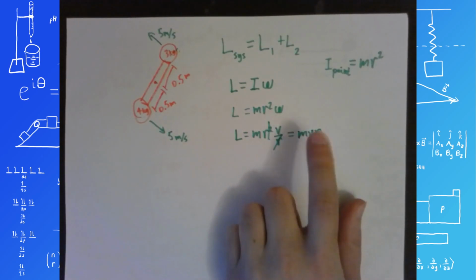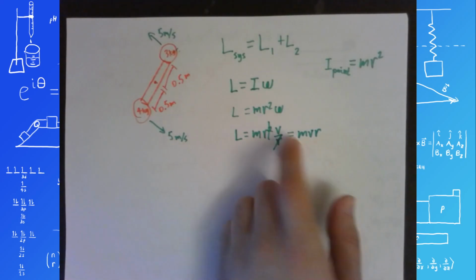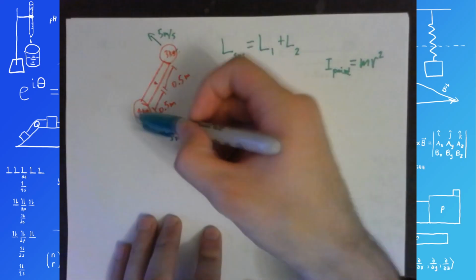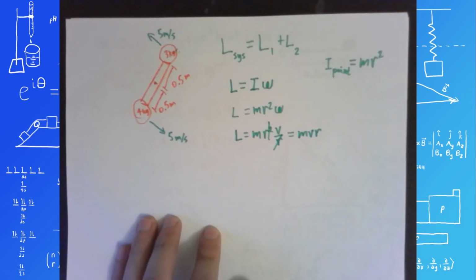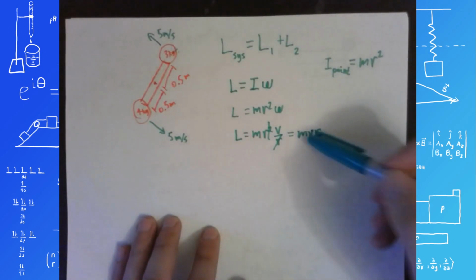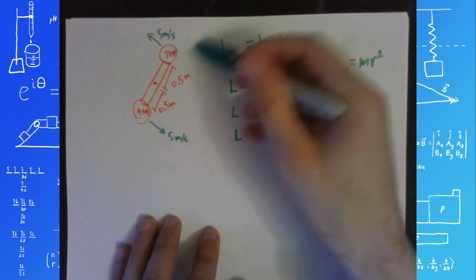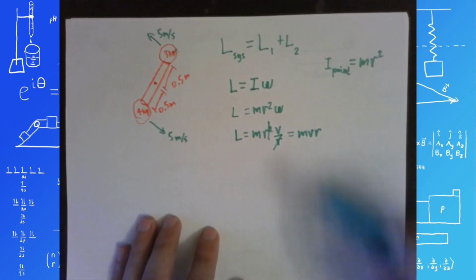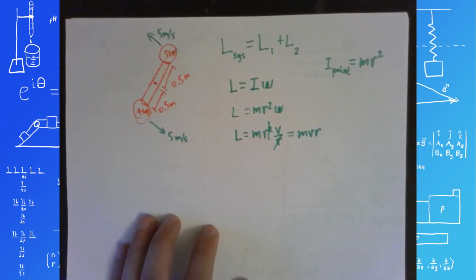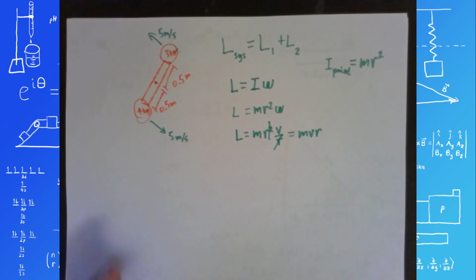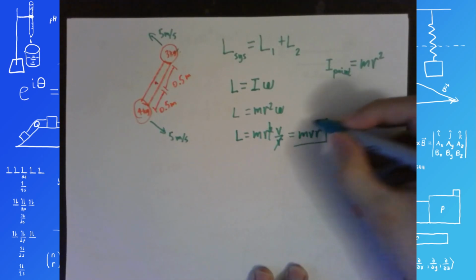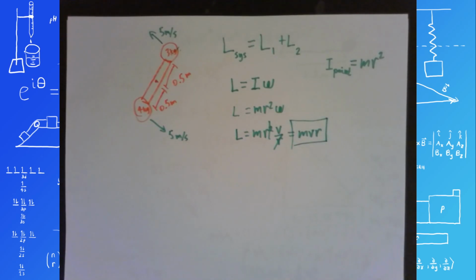So this is the better way to go for this one, because we've got the masses, we've got the tangential velocities, and we've got r. It's much easier than trying to calculate a moment of inertia and converting to an angular speed. We'd just be wasting time doing that. So yeah, use this formula for angular momentum instead.